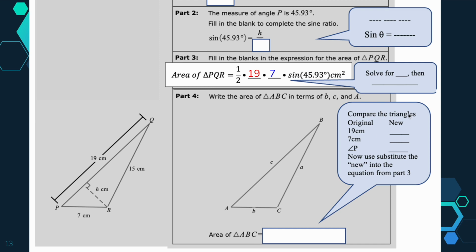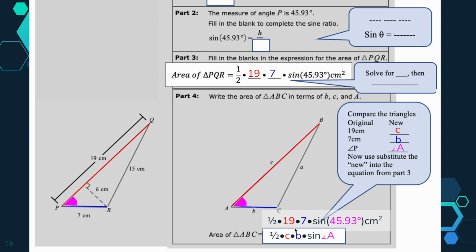So what I want to do really quick is compare the two triangles, the original triangle to the new triangle. On the original triangle, the 19 looks like it's side C on this one, right? So we're going to have side C, and then the 7 centimeters, that was down here, so that looks like side B. And then angle P down here looks like it's angle A now on this one. The reason I'm having us compare is because now we can plug these in. We use 19 and 7, and the angle. I know it's not highlighted in pink on this one because it was already filled in for us. But now I can simply plug these in.